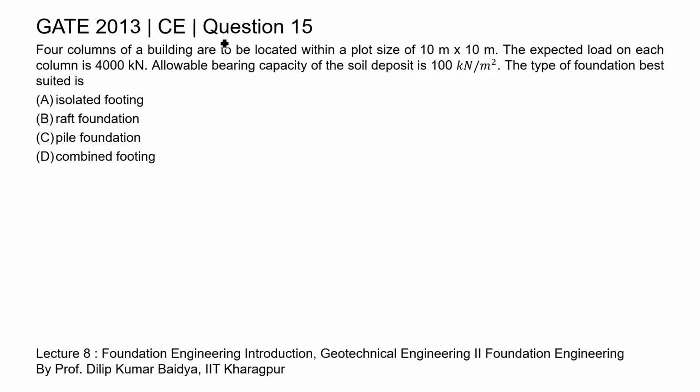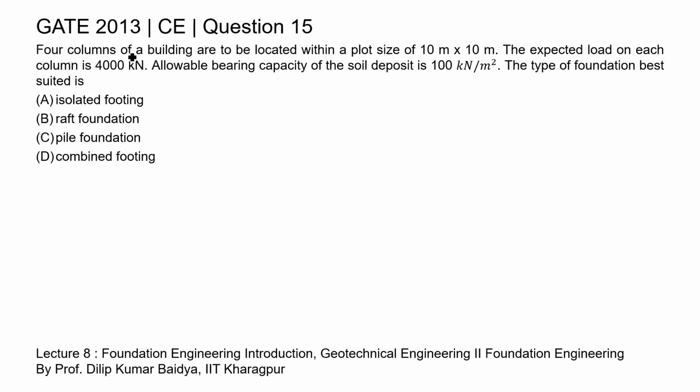This is question 15 of Civil Engineering paper GATE 2013. 4 columns of a building are to be located within a plot size of 10 meter by 10 meter. The expected load on each column is 4000 kN. Allowable bearing capacity of the soil deposit is 100 kN per meter square. The type of foundation best suited is.